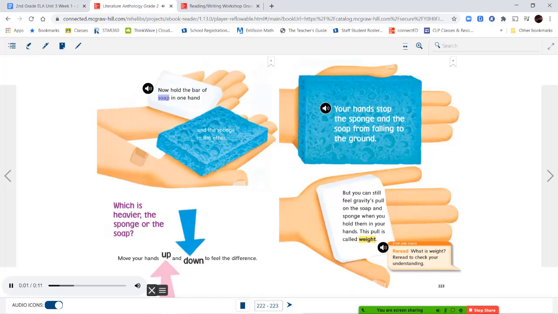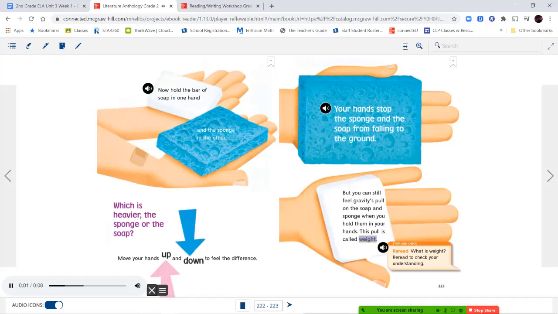Now hold the bar of soap in one hand and the sponge in the other. Which is heavier, the sponge or the soap? Move your hands up and down to feel the difference. Your hands stop the sponge and the soap from falling to the ground. But you can still feel gravity's pull on the soap and sponge when you hold them in your hands. This pull is called weight.